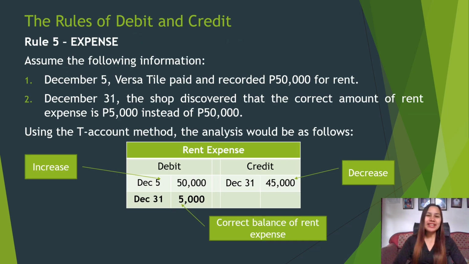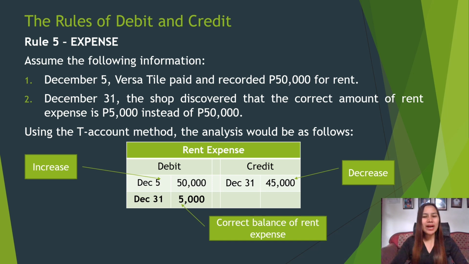Okay, let's assume the given information. On December 5, Versatile paid and recorded 50,000 for rent. So, of course, as an accountant, you have to record that 50,000 payment as an expense. So, you have to debit 50,000 on December 5 under rent expense account.